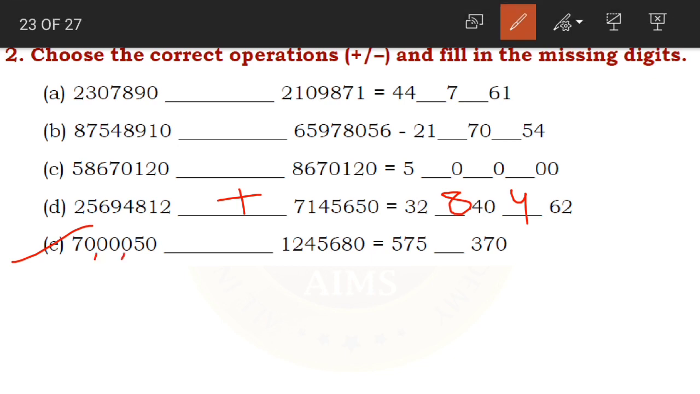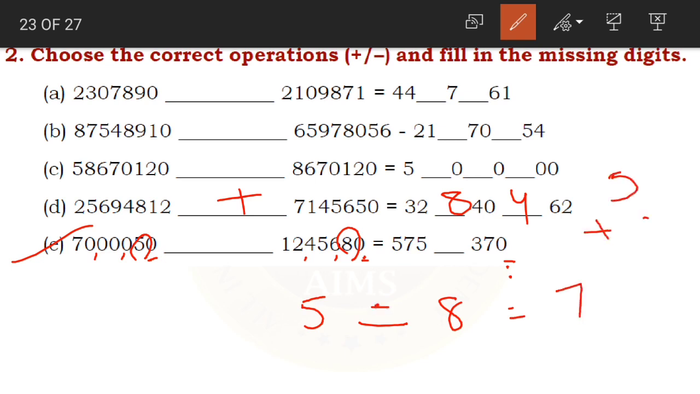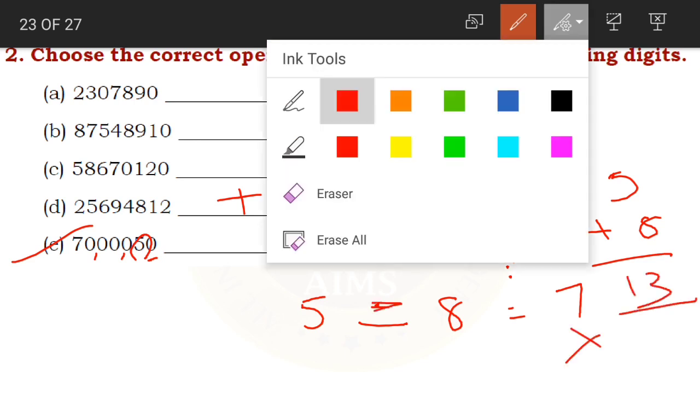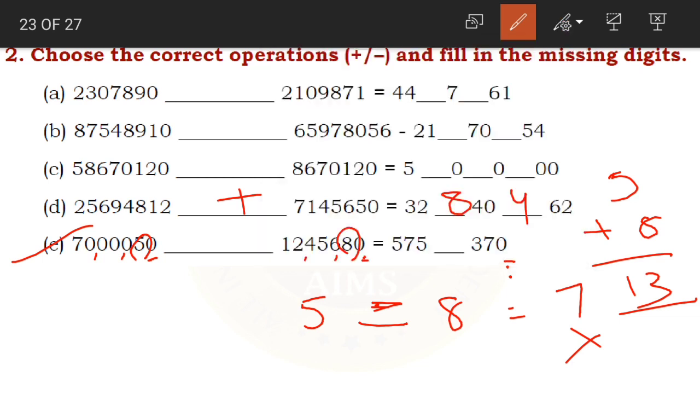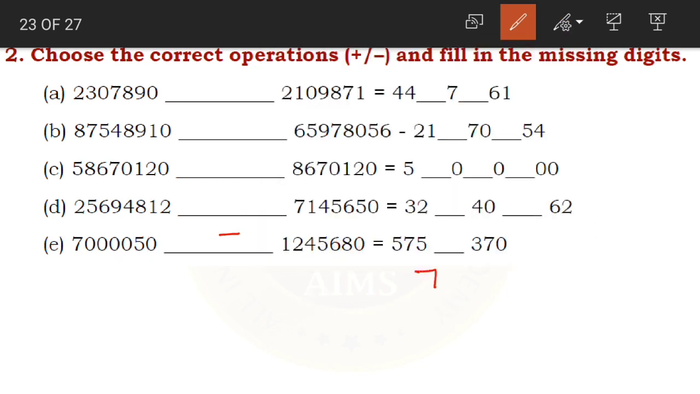What is the number here, children? 70 lakhs 50 dash 12 lakh 45,680 is equal to. Now again, if you look at the ones digits, it is 0 only. 0 plus 0 is equal to 0. 0 minus 0 is also equal to 0. So we'll go with the digit in tens place. 5, 8 is equal to 7. Now 5 plus 8 is equal to what? 13. So it's not plus, it is obviously minus. So let us subtract these two numbers and see.